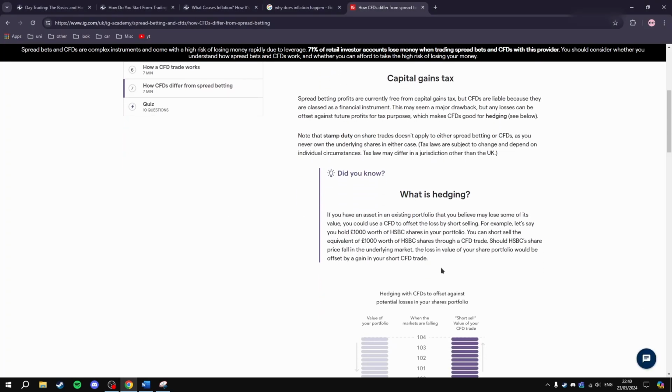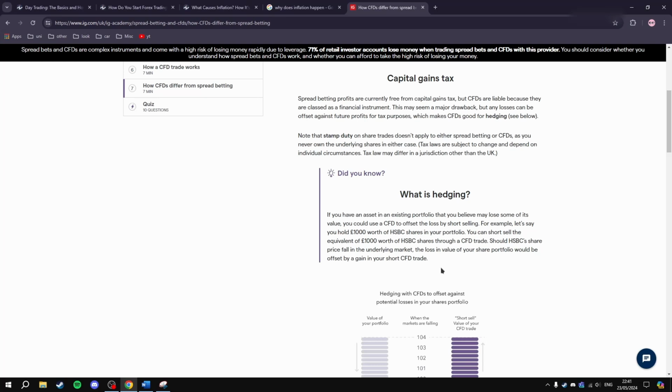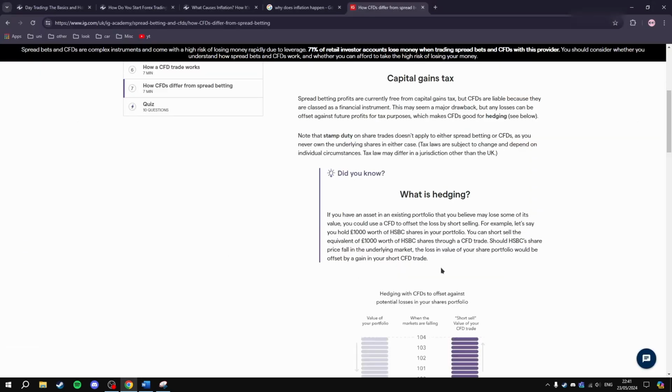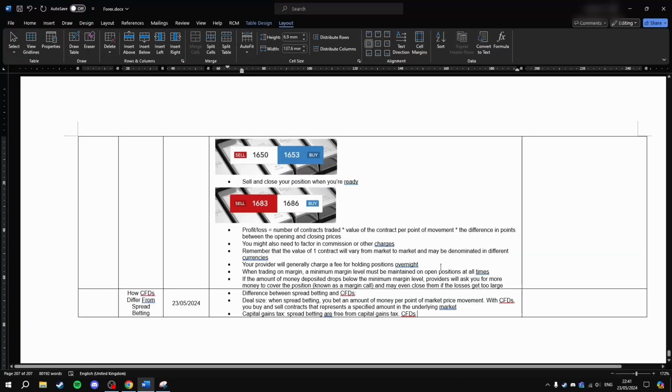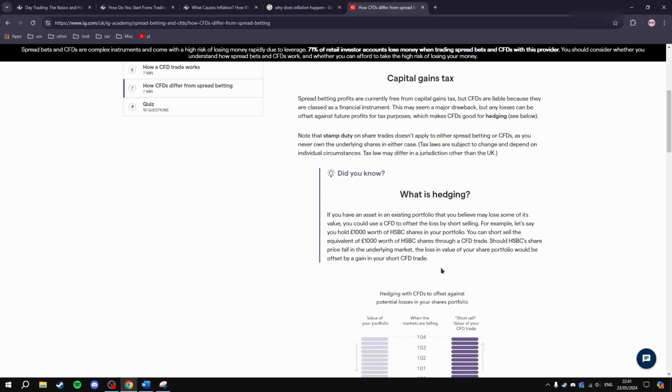Cool. Capital gains tax. Spread betting profits are currently free from capital gains tax, but CFDs are liable because they are classified as a financial instrument. This may seem like a major drawback, but any losses can be offset against future profits for tax purposes, which makes CFDs good for hedging.